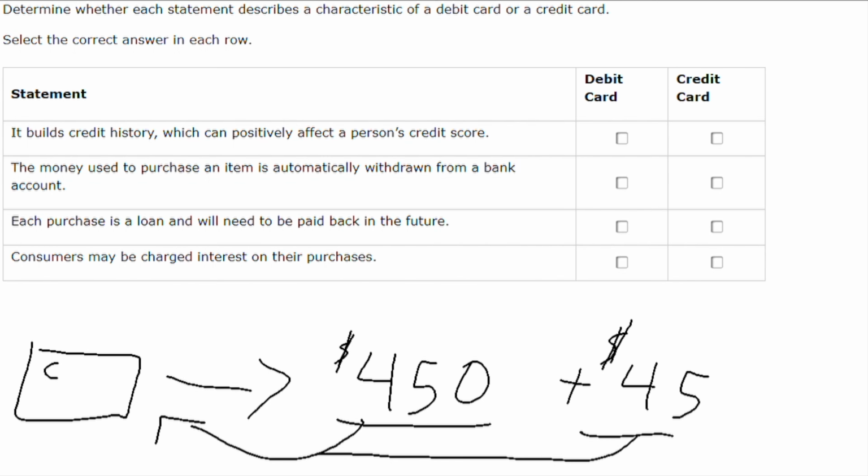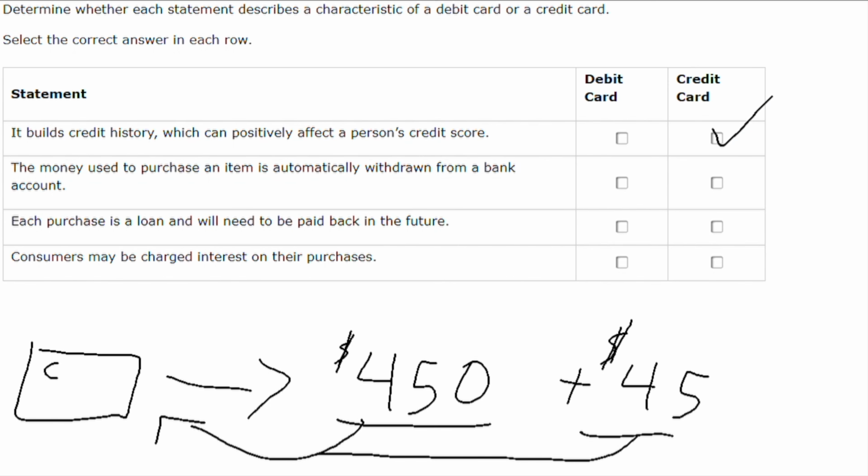The first statement says it builds credit history, which can positively affect a person's credit score. That is going to be a credit card. Remember, whenever you use a credit card, your credit history is always going to be there. That's going to tell creditors, the people that give you the money or lend you the money, whether or not you repay the money on time, whether you just don't pay at all, or if you're a person that is reliable and pays the money back on time.